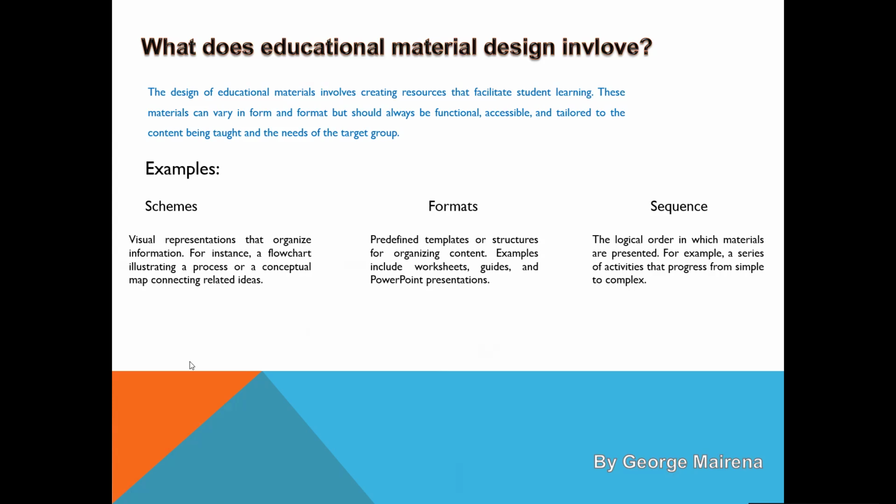So we have some examples here. We have the schemes, formats, and sequences. What about the schemes? The scheme refers to the visual representations that organize information. For instance, a flow chart illustrating a process or a conceptual map connecting related ideas. Especially when you have a lot of information, you can use these to summarize and synthesize the information, right? We also have the formats. The formats are predefined templates or structures.